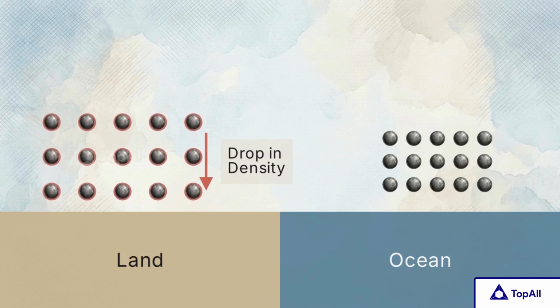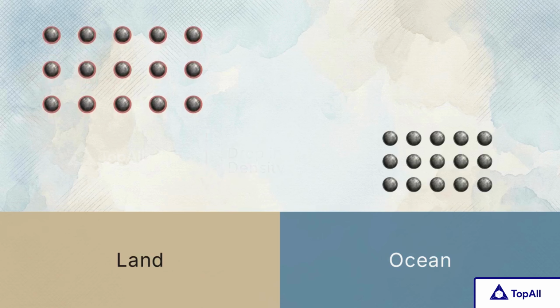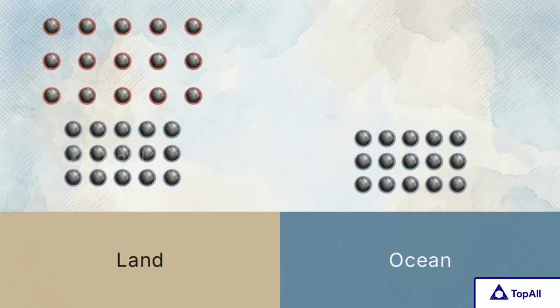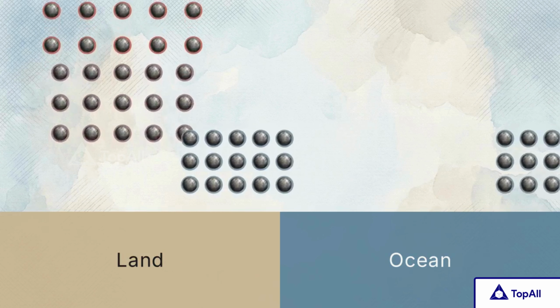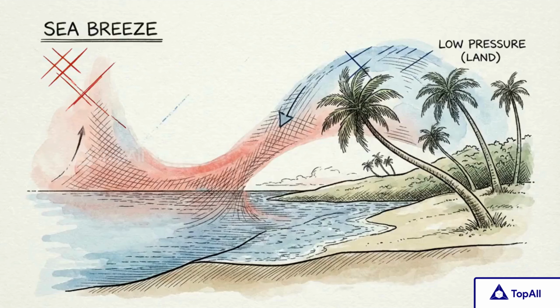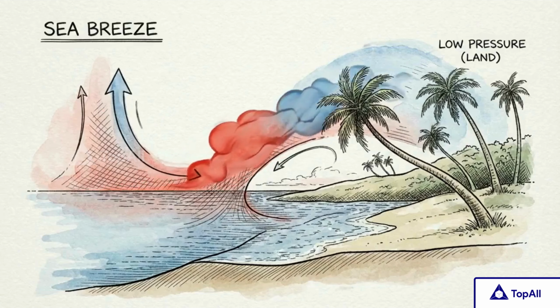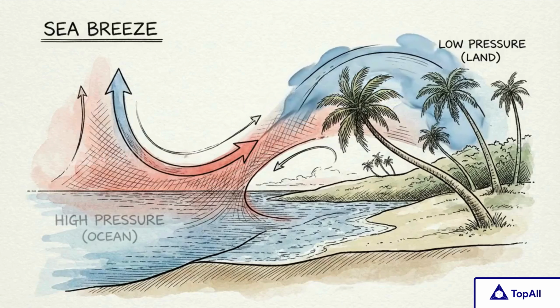Being less dense, buoyancy takes over, and this hotter air rises vertically. This creates a low-pressure void over the land. To fill it, cooler ocean air immediately rushes horizontally across the beach. The hot air rises, and the cool air rushes in to replace it. This continuous loop of moving fluid creates the daytime sea breeze.